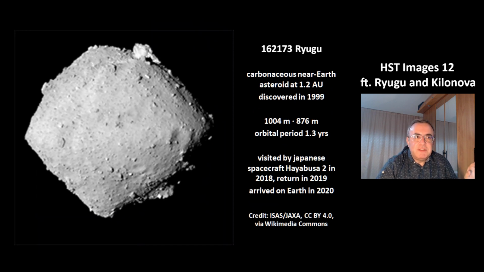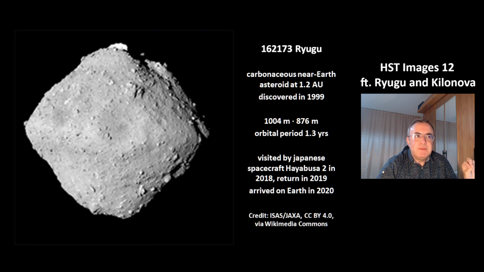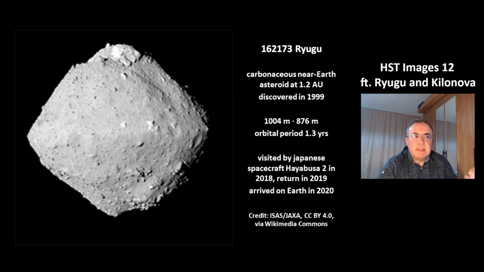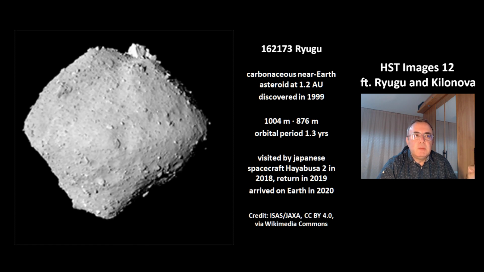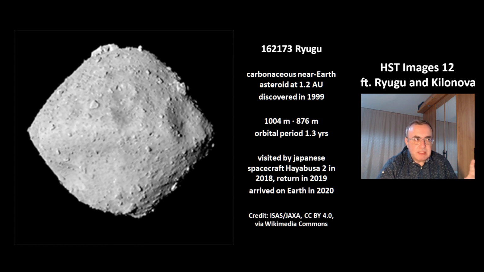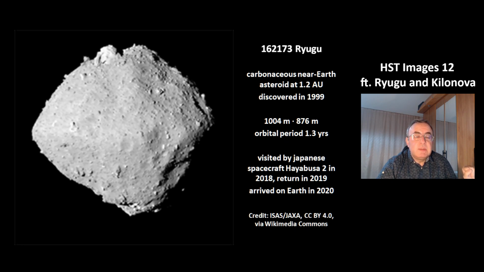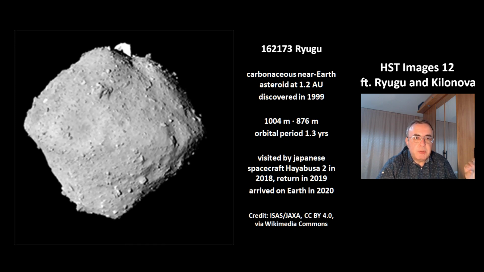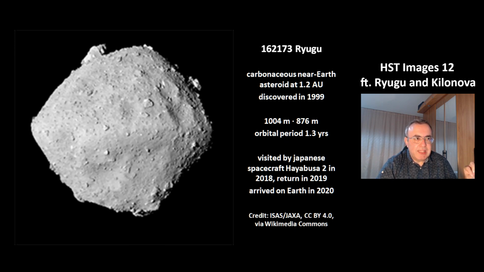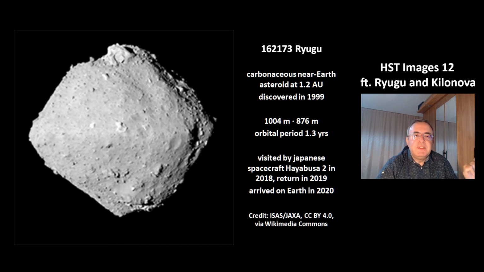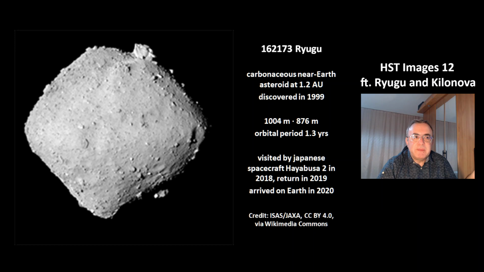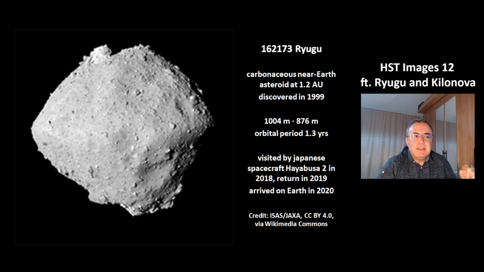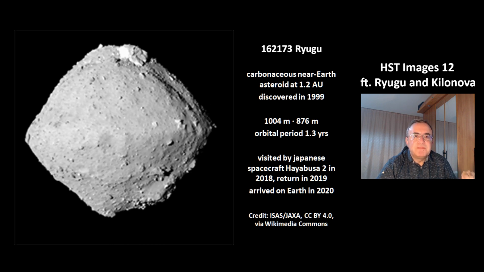This is a nice animation of the asteroid 16217 Ryugu. This is a carbonaceous near-Earth asteroid at a distance of 1.2 astronomical units. It was discovered in 1999. It has a size of 1004 meters by 876 meters. Its orbital period is 1.3 years. And Ryugu was visited by the Japanese spacecraft Hayabusa in 2018. And the spacecraft returned in 2019 and arrived on Earth in 2020 with a sample.